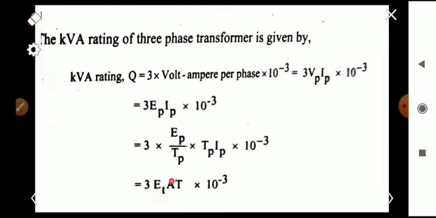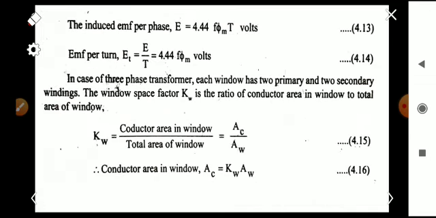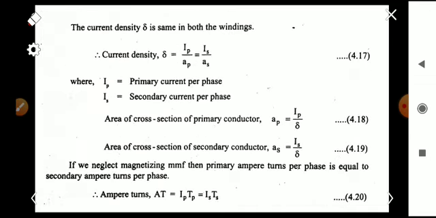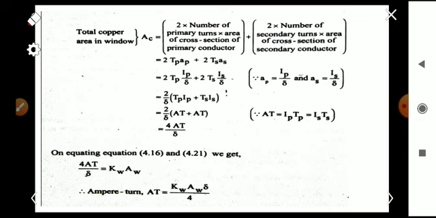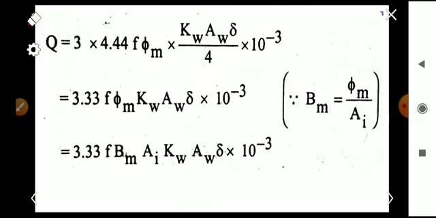So we have to substitute the values for Et and AT here. Et we know that Et is equal to 4.44 f phi m, and AT we know that it is KW AW delta by 2. So by substituting those values, and by just rearranging and cancelling some terms, we will obtain it as 3.33, that is our Q as 3.33 f phi m KW AW delta into 10 raised to minus 3. And also we can replace this phi m. That is Bm is equal to phi m by Ai. So phi m is equal to Bm into Ai. So instead of this phi m we are substituting this Bm into Ai.